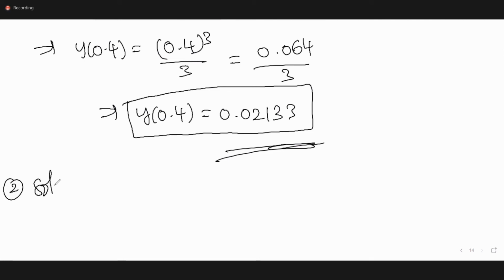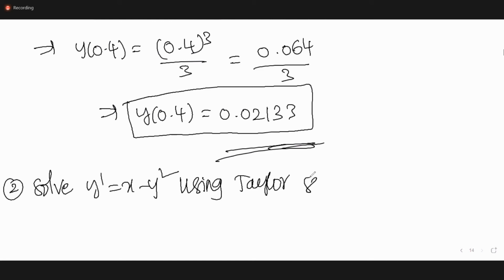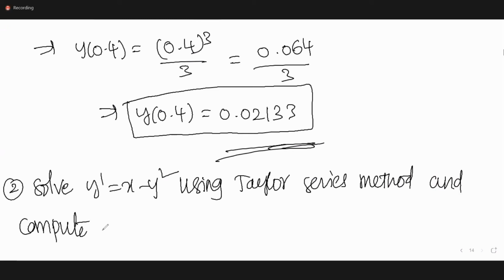Next, solve y dash is equal to x minus y square using Taylor series method and compute y of 0.1 and y of 0.2.